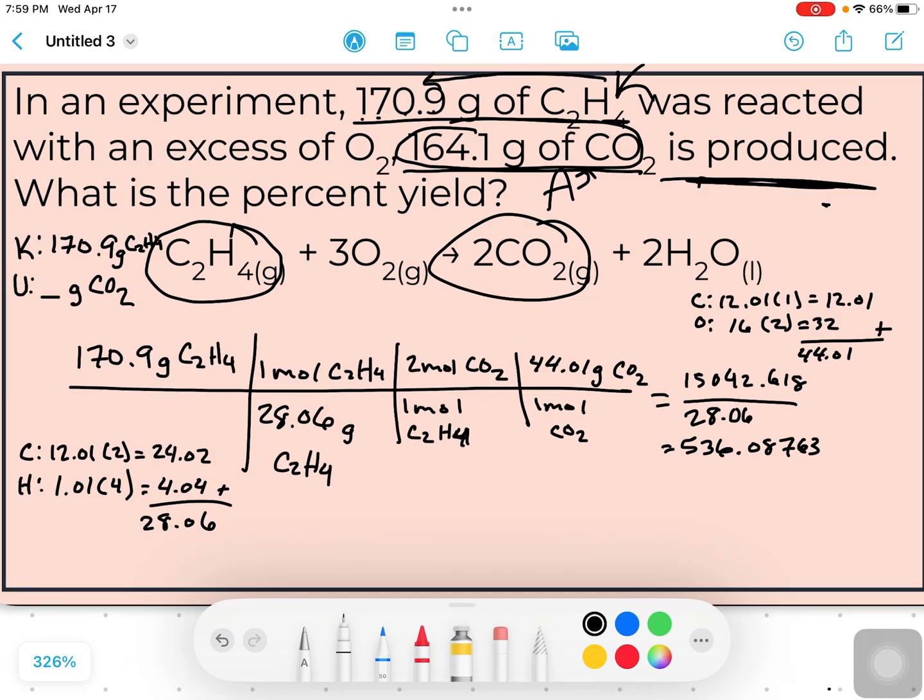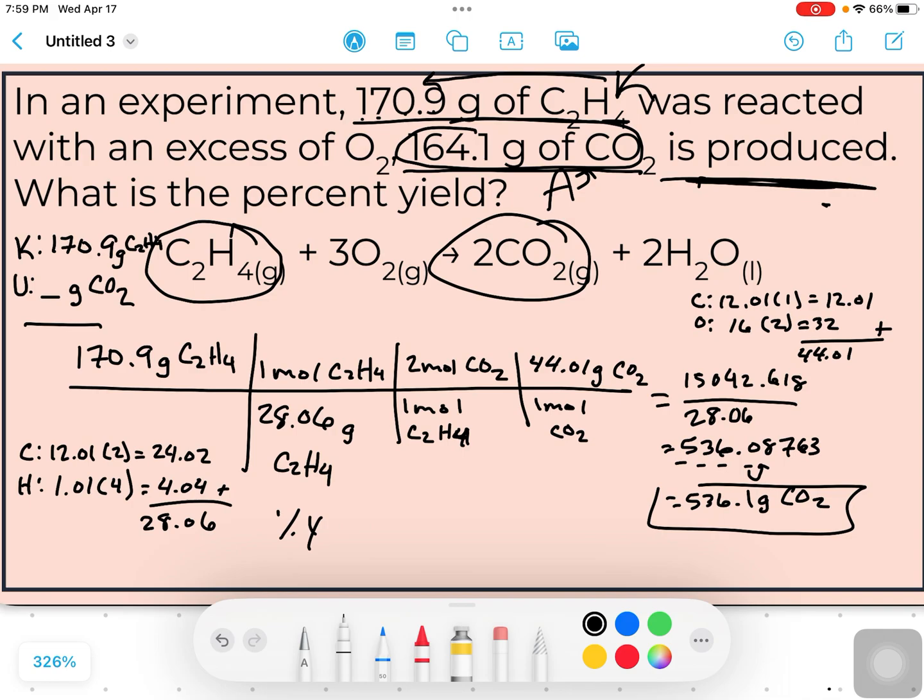My known is 1, 2, 3, 4 sig figs. Same thing with my actual, so I'm going to go to 4 sig figs. 1, 2, 3, 4. Look behind, it's an 8. So I'm going to round up. So it would be 536.1. And again, my unknown is in grams of carbon dioxide. Okay, so that is my theoretical yield. So in theory, if everything went correctly, I should make 536.1 grams of carbon dioxide when I mix oxygen with C2H4. So that's how much I should make.